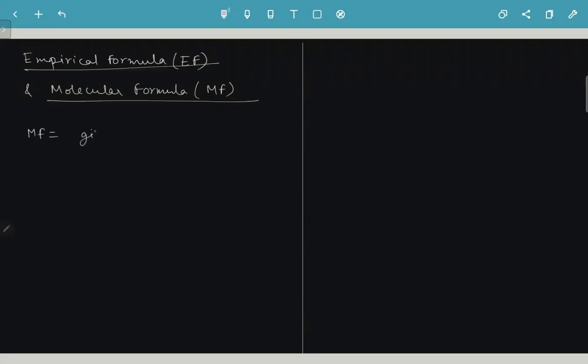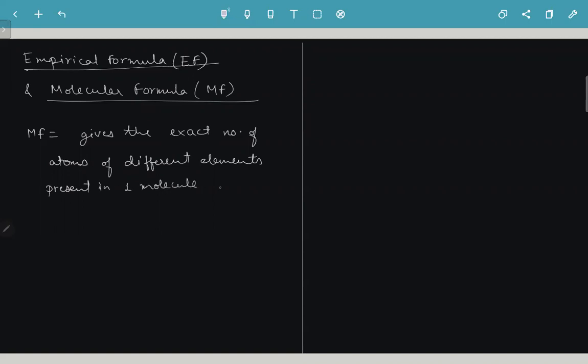Molecular formula gives the exact number of atoms of different elements present in one molecule of a compound.